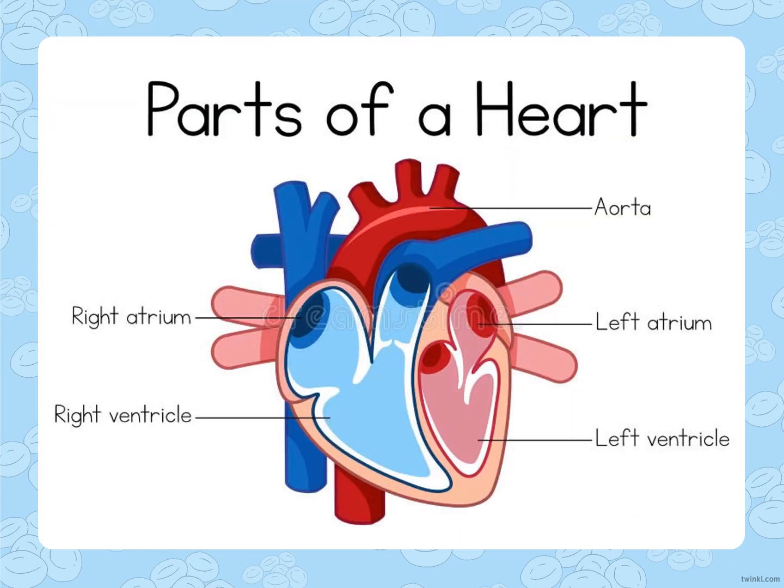So this is a diagram of the heart. On the left and the right, we have a right atrium, a right ventricle, and also a left atrium and left ventricle. Also, the left side carries the oxygen-rich blood, so its color is red, and the other side is blue, which carries the oxygen-poor blood. And also in the upper part we have the aorta.